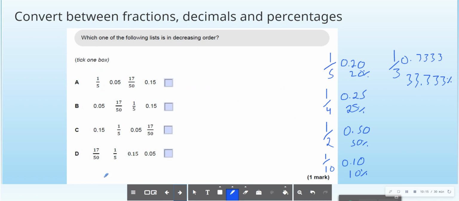Okay, so that'll help us out here. When I'm comparing, I always try and make mine into decimals. So I know that a fifth here, so 1/5, that's going to be 0.20.